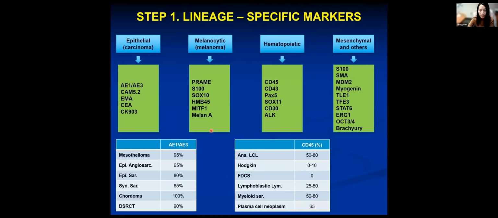For commonly used melanocytic markers, for the initial lineage determination, we usually use a pan-mel cocktail, which is commercially available. CD45 is highly specific for hematopoietic cells. However, a few hematopoietic neoplasms might be negative for CD45, for example, anaplastic large cell lymphoma, Hodgkin lymphoma, and lymphoblastic lymphoma. So we just need to keep that in mind. For mesenchymal markers, it depends on the lineage.